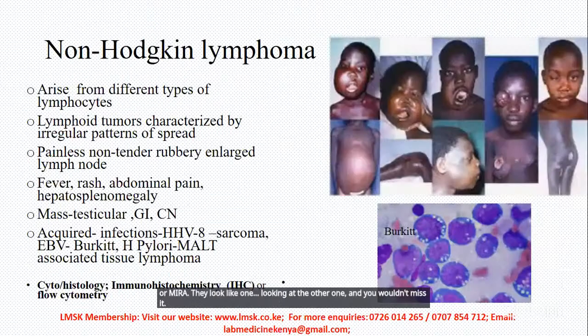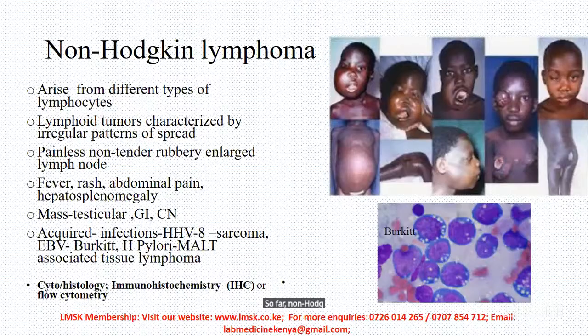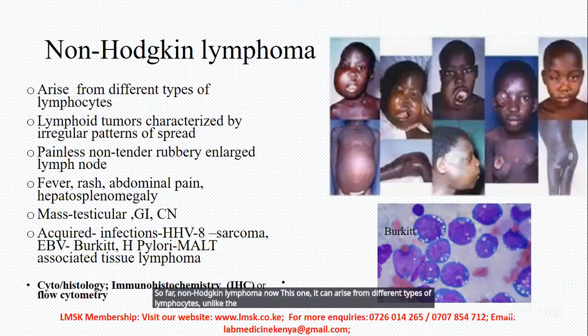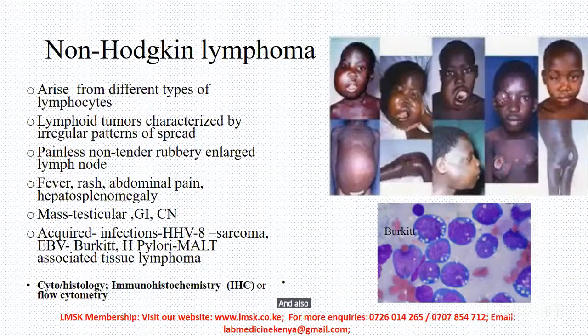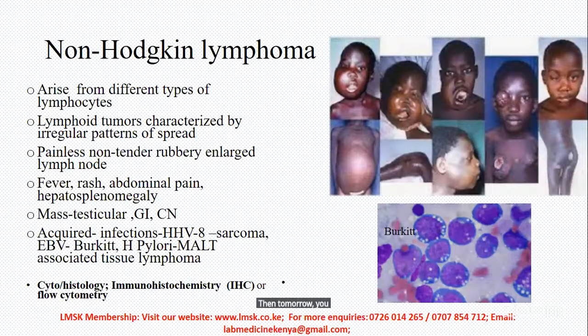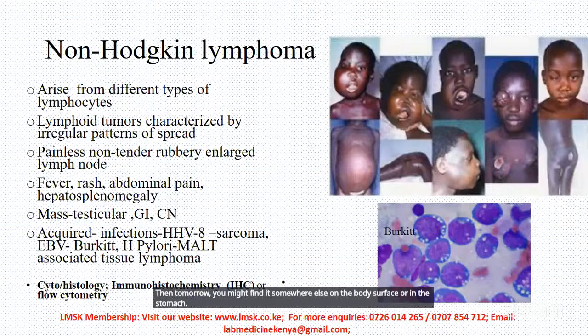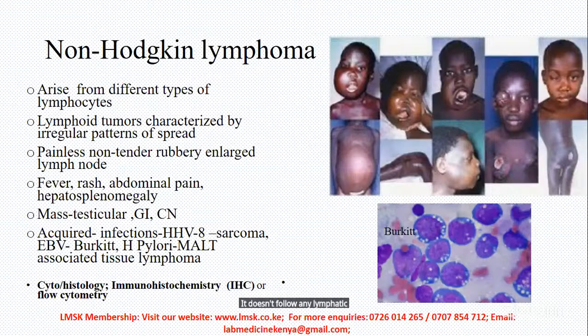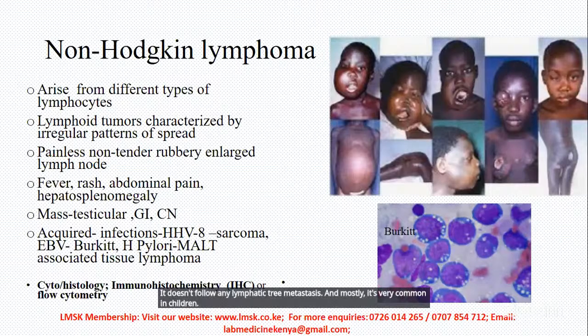So for non-Hodgkin lymphoma now, it can arise from different types of lymphocytes, unlike the Hodgkin lymphoma. And also, they have an irregular pattern of spread. It's like you find this tumor today in one cheek, then tomorrow you might find it somewhere else on the body surface or in the stomach. It doesn't follow any lymphatic tree metastasis. And mostly it's very common in children. In your settings, you'll always find them.